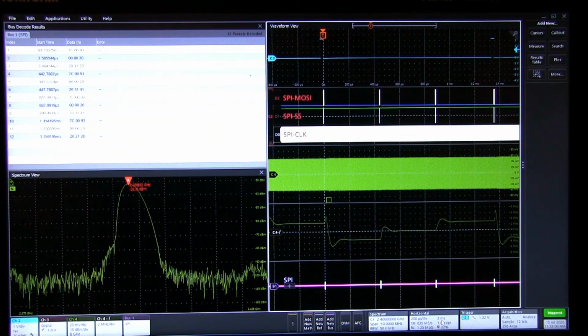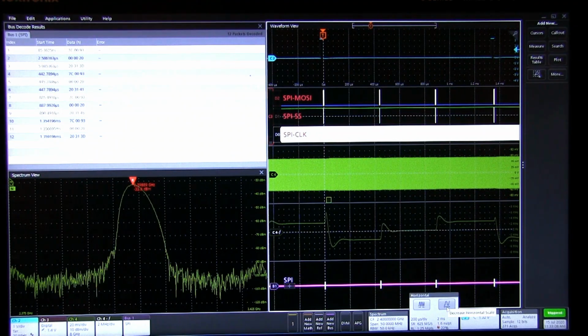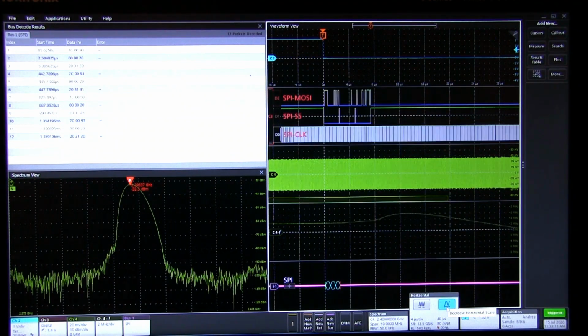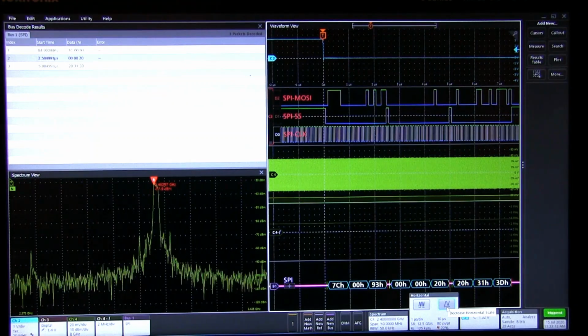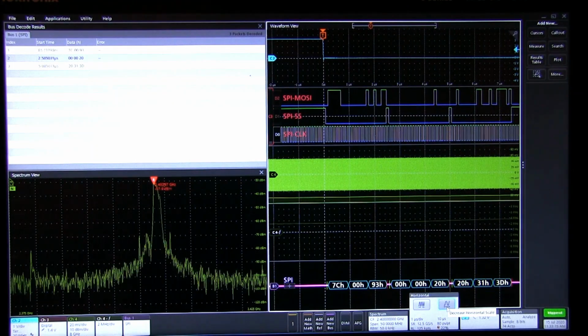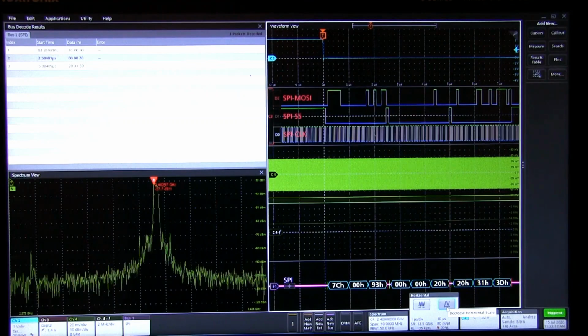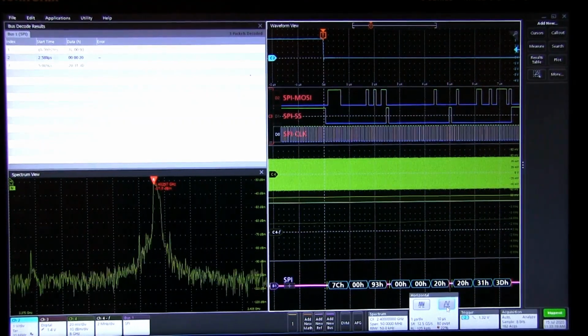Each channel of the 4, 5, and 6 series MSO can be configured as an analog, digital, or RF input. This allows you to look at the choreography and timing relationships across these various domains among multiple channels.